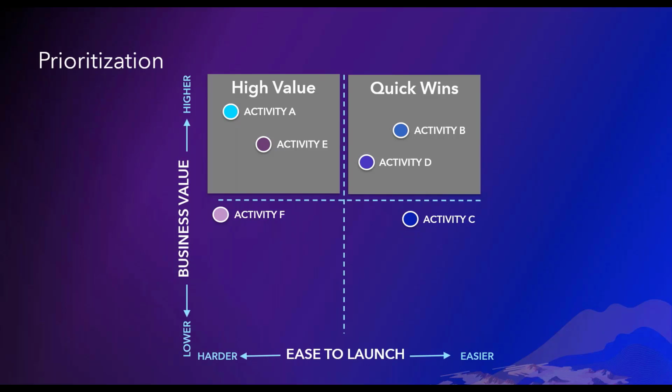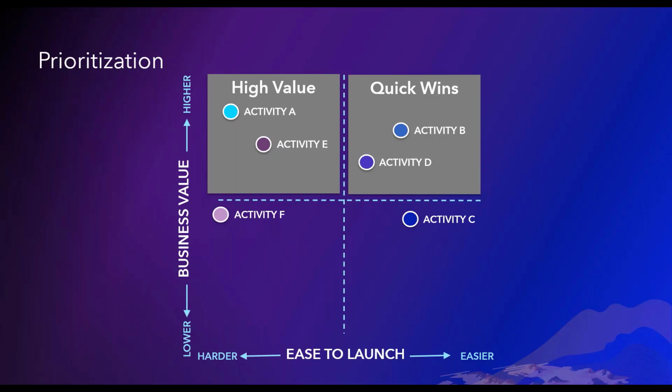So here's a gridded example with the axes of business value on the left, ranging from lower to higher value. And then on the bottom, there's the ease to launch, ranging from harder to easier. So ideally, you would want to focus on the high value activities first.